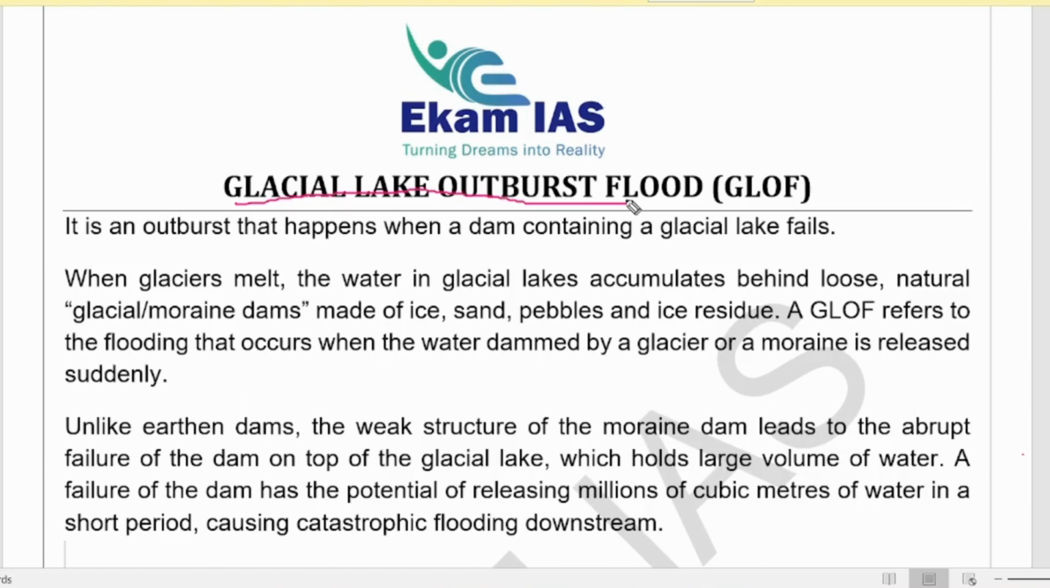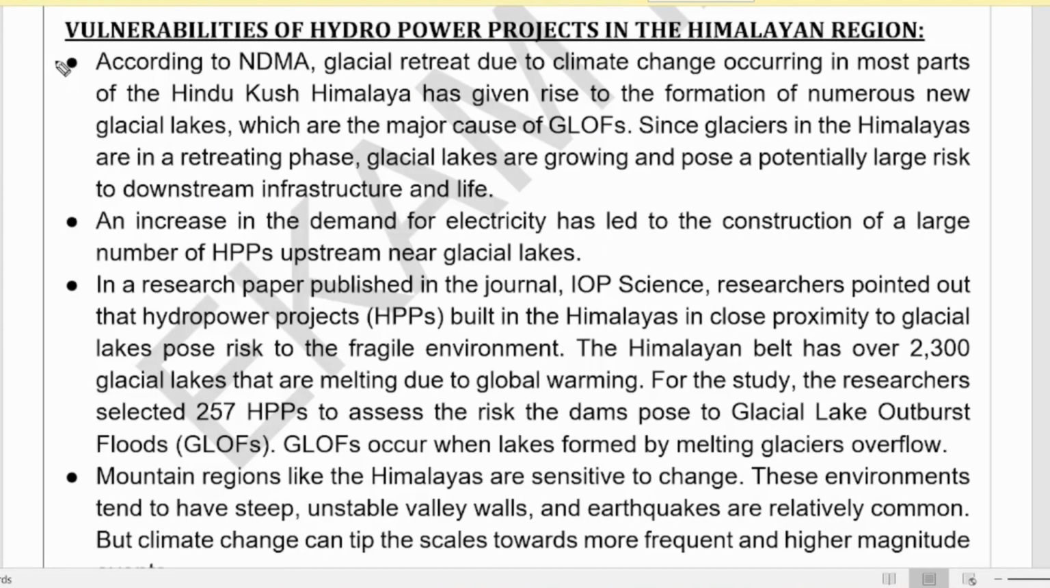The abrupt failure of these dams, which are situated on top of a glacial lake and hold a large volume of water, causes catastrophic flooding downstream. Therefore, when a dam containing a glacial lake fails and an outburst happens, it results in a glacial lake outburst flood. We now move on to discuss the vulnerabilities of hydropower projects in the Himalayan region.